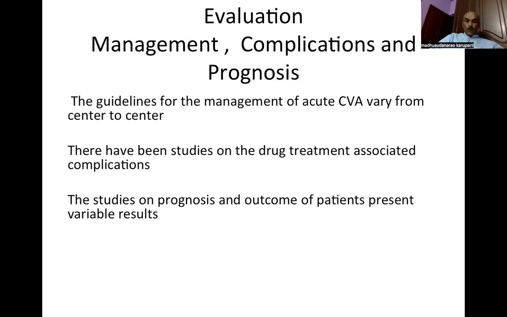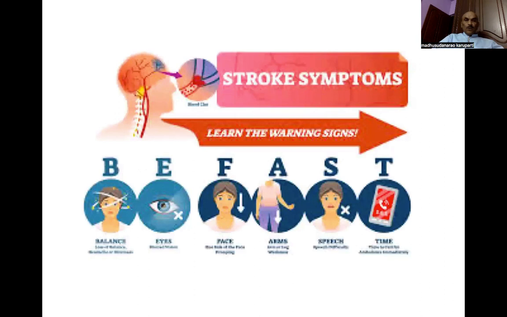Before I conclude, I'm going to show some pictures. So you see this picture showing the stroke symptoms. Be fast to learn the warning signs. Be fast to understand the cerebrovascular accident before you start the treatment. So the patient is losing balance, you have to suspect. The patient has some ocular signs, which means there is one-sided blindness. Say there is a facial asymmetry. The face is twisted and looking ugly.